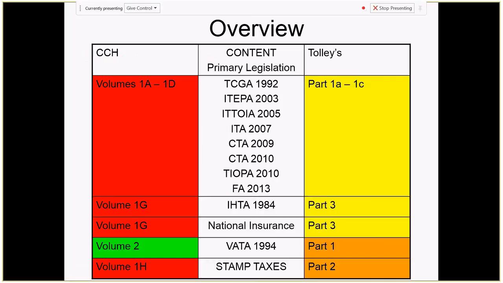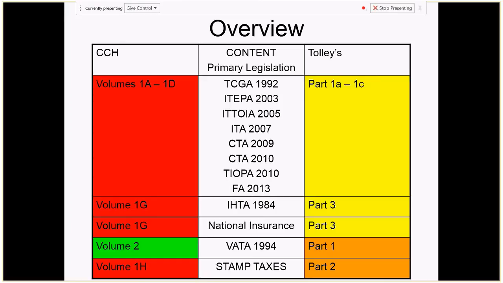And obviously it goes chronologically. So, you know, you start off with Taxation of Chargeable Gains Act, so that's obviously everything to do with CGT. Then it's ITEPA, earnings and pensions. So anything to do with earnings, employment income, is in ITEPA. ITTOIA is trading and other income. So anything to do with trading is in ITTOIA. The Income Tax Act is all about how you calculate income tax. So that's where you have your personal allowances, your tax reducers. Anything to do with an income tax computation is in the Income Tax Act.